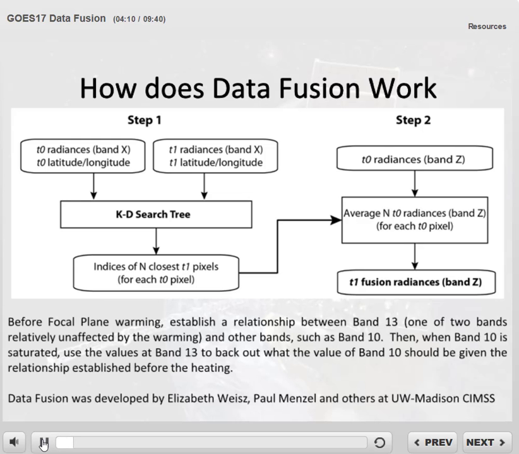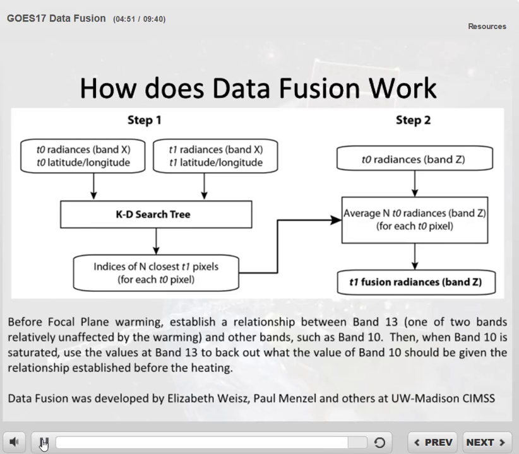The fusion approach for restoring the missing data starts from the last full set of infrared radiances known to be well calibrated. We'll call that time T0. Then at subsequent times, when cooling issues cause missing or bad data in the other spectral bands, the infrared window band 13 measurement for a given pixel is linked via a KD tree search to the 5 best matching time T0 infrared band 13 measurements. The other spectral band measurements associated with these 5 matches from time T0 are then averaged to estimate a restored value for each missing ABI infrared spectral band at the time T for that pixel.